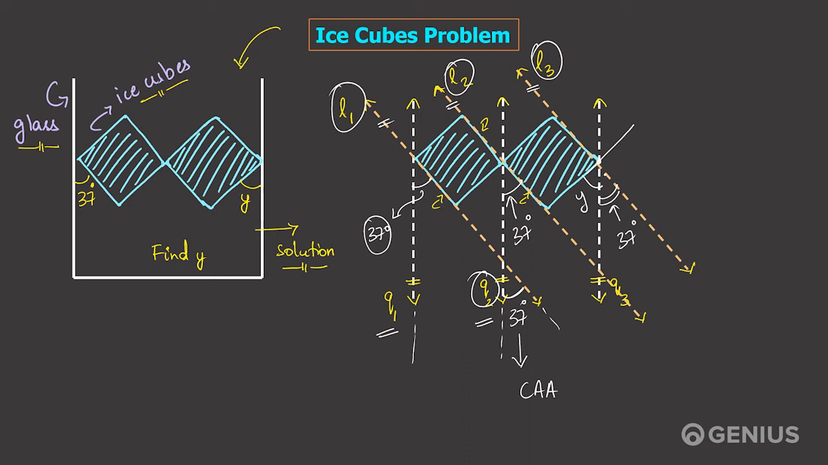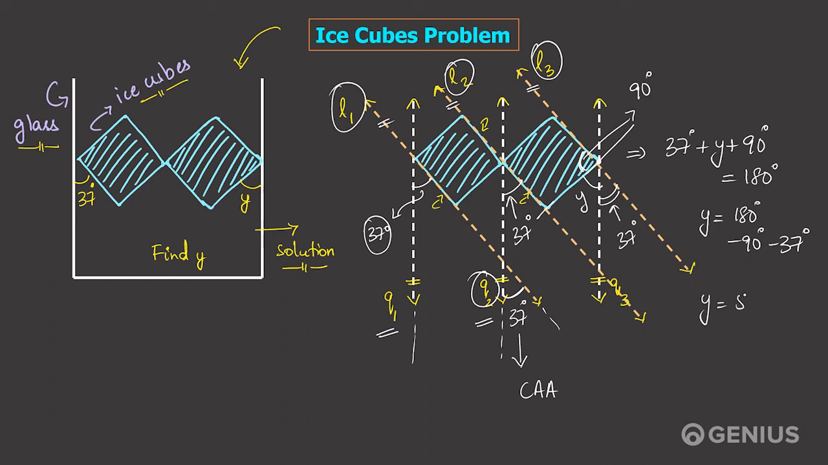So this is like a ray standing on the line L3. So the sum of the adjacent angles should be 180 degrees. Therefore 37 degrees plus y plus 90 degrees is equal to 180 degrees. The 90 degrees over here comes because this angle of the ice cube is 90 degrees. So y equals 180 degrees minus 90 minus 37 degrees, meaning y is 53 degrees. So this angle over here is 53 degrees and this completes the problem.